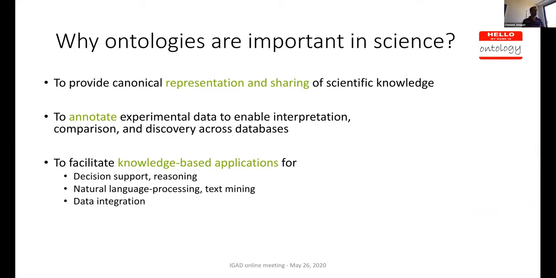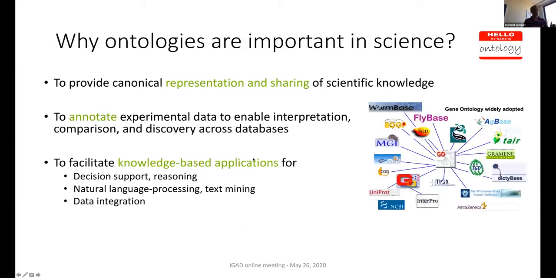Why are ontologies important in science? They've been mentioned several times already in the talks today. Controlled vocabularies, ontologies, semantic resources in general, are a representation for sharing scientific knowledge. They are very important to annotate experimental data and enable interpretation, comparison, and discovery across databases. We all know, for example, the Gene Ontology success story and all of those databases using the Gene Ontology as a common denominator.